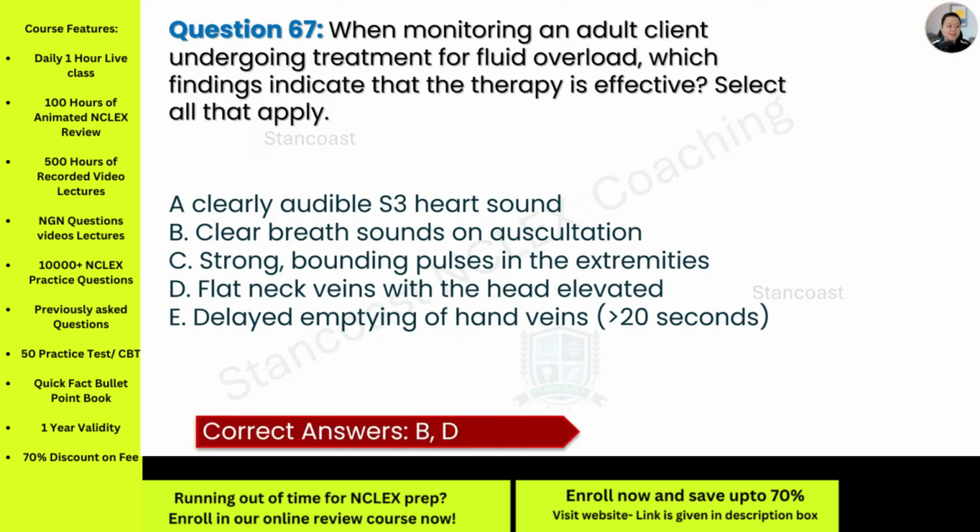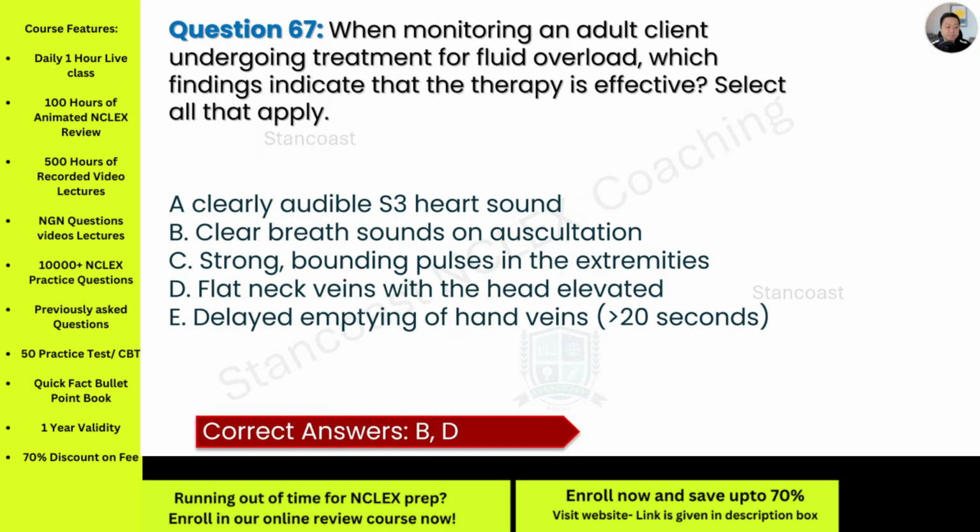The answers are letters B and D. Letter B is correct because the fluid overload often causes crackles in lungs due to pulmonary edema. And the absence of these sounds with clear lung fields signifies that the fluid balance is returning to normal. And also letter D, flat neck veins when the head is elevated also indicates that there is absence of venous congestion, which is a sign that fluid overload has resolved.